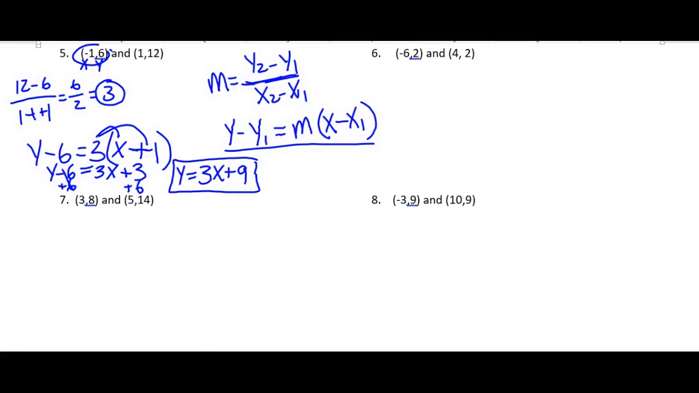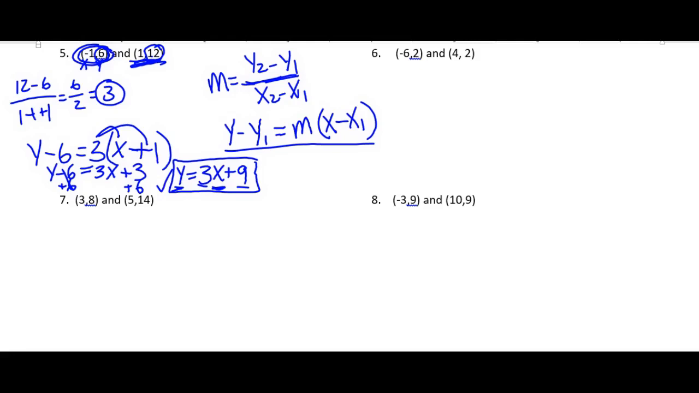A way you can check this. I haven't really talked about this much in class yet, but if you take your x and y and plug them into x and y, see if that equation is right. My y is 12, so is 12 equal to 3 times 1 plus 9? And it does come out to be true. Same thing with the other point. Is y, 6, equal to 3 times negative 1 plus 9? Yes, it is. So I know that is correct.